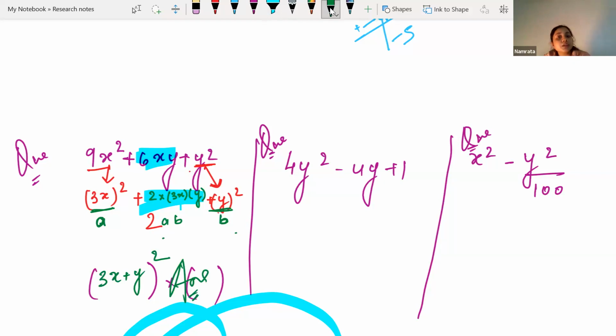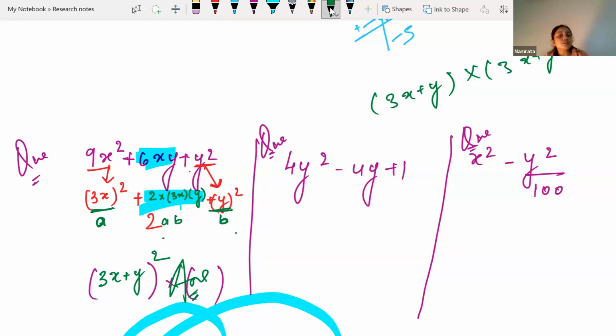What I said in the very beginning, factorization is something into something. So here we have got the arrangement: 3x plus y whole square means 3x plus y into 3x plus y. That is the meaning of 3x plus y whole square. Hence, we are done with the factorization. We don't have to write it as 3x plus y into 3x plus y. Once we get the formula 3x plus y whole square, we are done with the factorization.